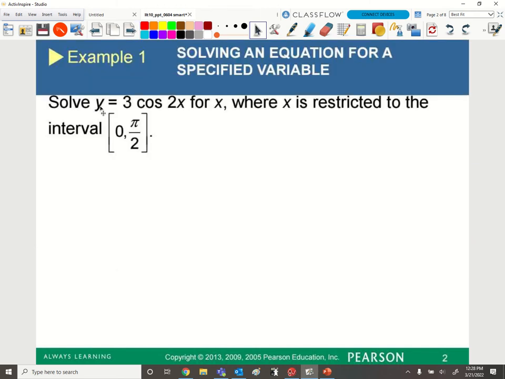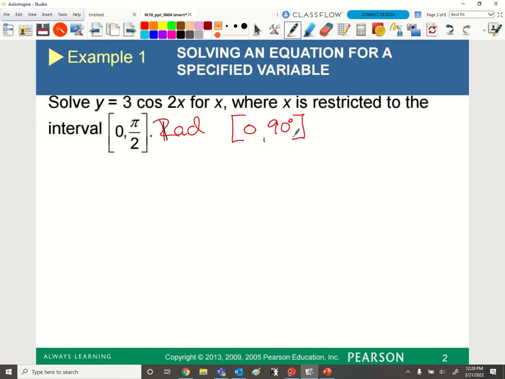So it says solve y equals 3 cosine 2x for x, where x is restricted to the interval from 0 to pi over 2. So that's telling me that my interval has to be in radian. My answer has to be in radian. And since I only could do this on my calculator using degrees, that means I'm going to include 0. So 0 could be one of my answers, and pi over 2 is 90 degrees.